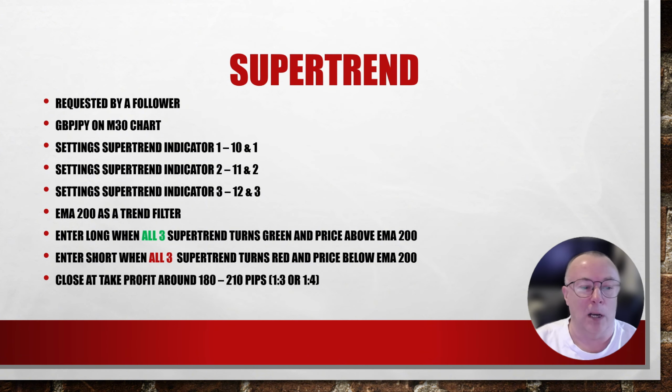The close is going to be a take profit of around about 180 to 210 pips. We're aiming for a 3 to 4R if we can. If we do have a bigger stop loss, like around 70 or 80 pips, we will only take a 2R on that trade. Just so that we're aiming sort of around about the 180 to 210 pips for the take profit.